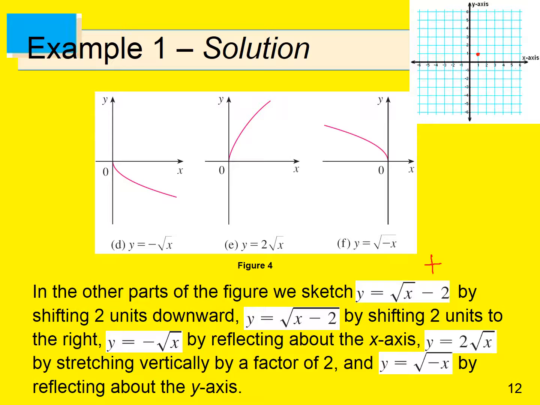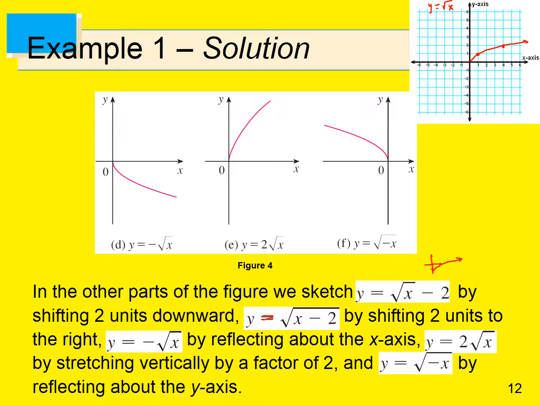Let's see, the parent y equals square root of x. The parent that gives birth to all of these has these points on it. And so we had the downward shift by 2 units. And then we had the right shift for the replacement of x with x minus 2.